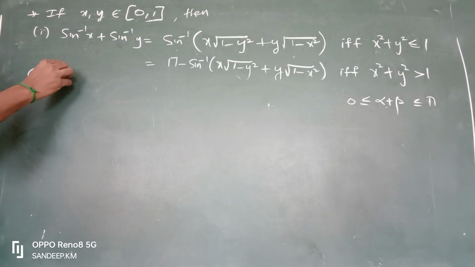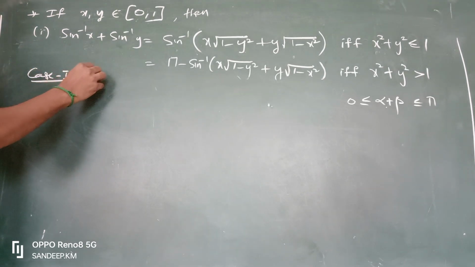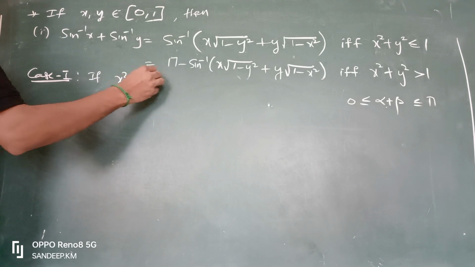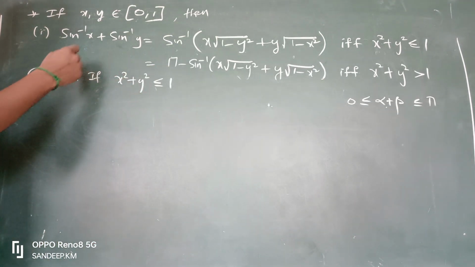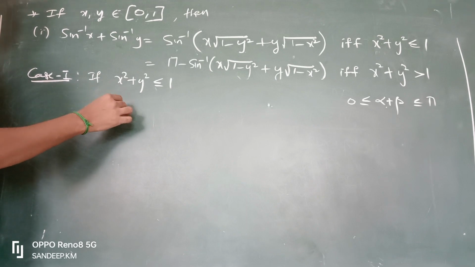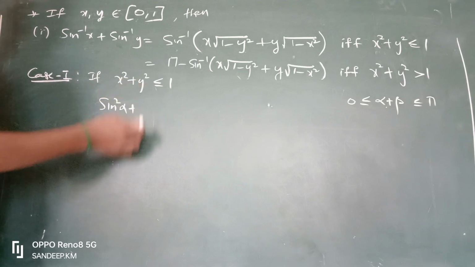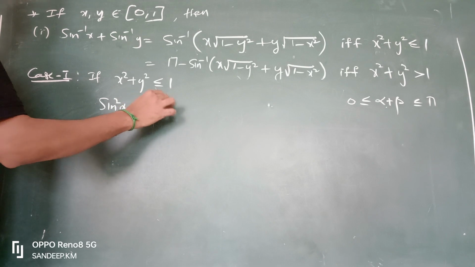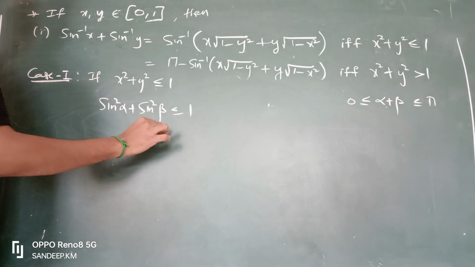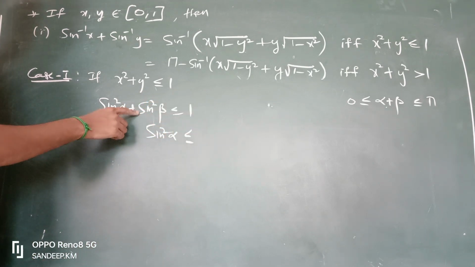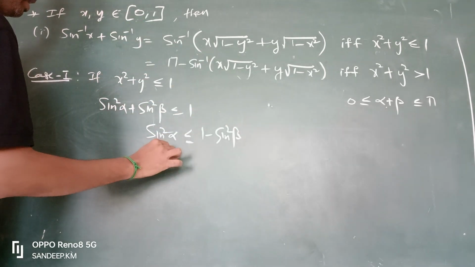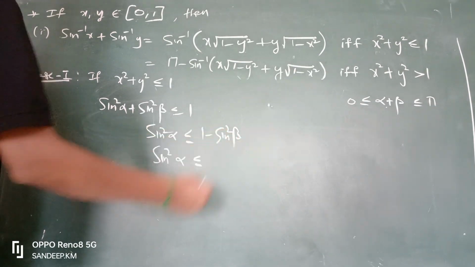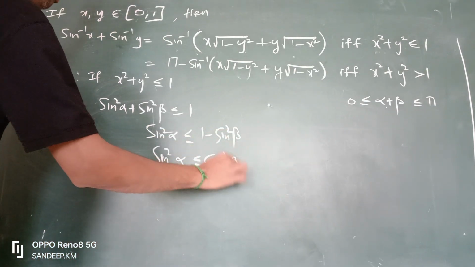So case 1, if x square plus y square is less than or equal to 1. So already I have told that x is sin alpha, so sin square alpha, plus y is sin beta, so sin square beta, less than or equal to 1. Take sin square beta to the right side, 1 minus sin square beta. So sin square alpha is less than or equal to 1 minus sin square beta, which is cos square beta.